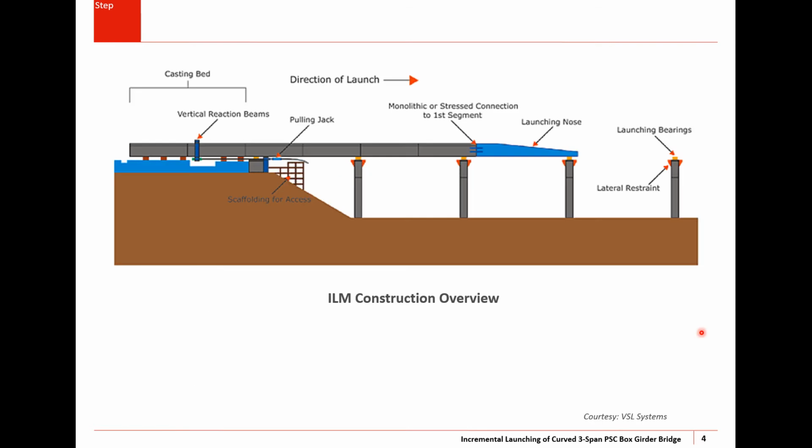Let me give a general ILM construction overview. The incremental launching method is one of the highly mechanized erection methods used in bridge construction nowadays. So you build the superstructure in the casting yard, which would be behind one of the abutments, and each of the segments would be match cast and stitched to the launching nose, and the whole superstructure would be pushed through pulling jacks in increments. That's why it's called incremental launching.